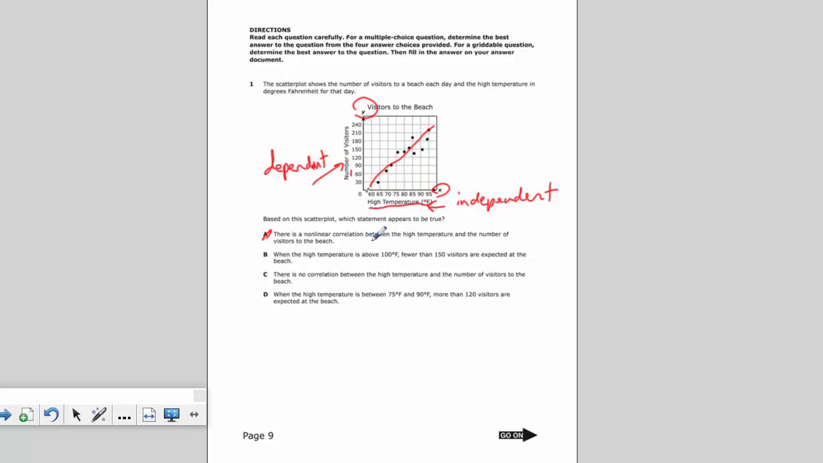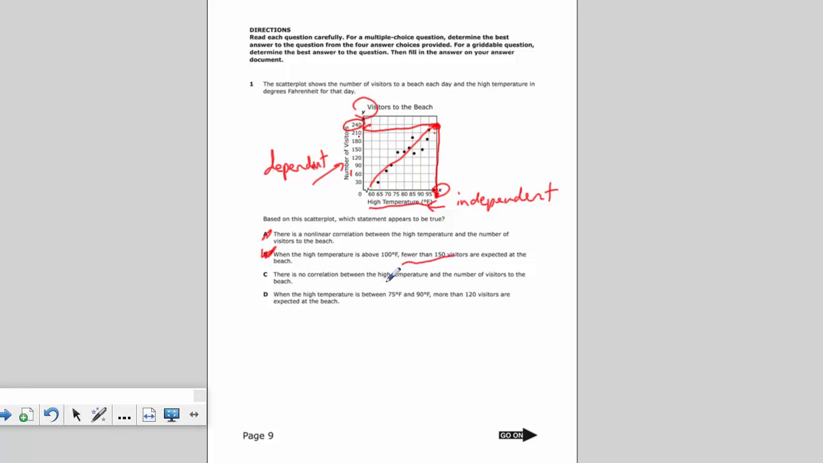B says when the high temperature is above 100 degrees Fahrenheit, fewer than 150 visitors are expected on the beach. Notice that the temperature doesn't actually go much further. Right here at the very end, that would be 100, because they're going up by 5s: 95, 100. At 100, if I follow where this line is, I'm trace from 100 back over here, and I'm expecting something around 240 or 210, somewhere thereabouts. Definitely more than 150. 240 is not fewer than 150, so this is wrong.